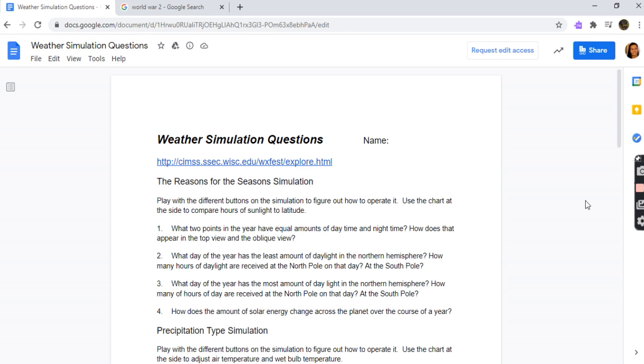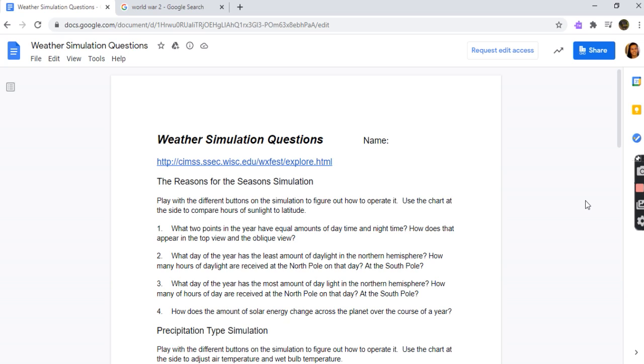Second, what day of the year has the least amount of daylight in the Northern Hemisphere? How many hours of daylight are received at the North Pole on that day? At the South Pole?